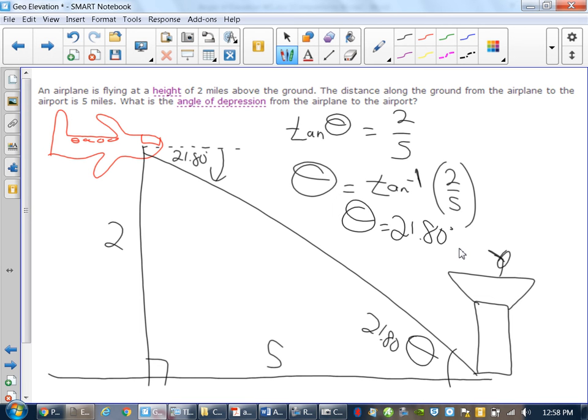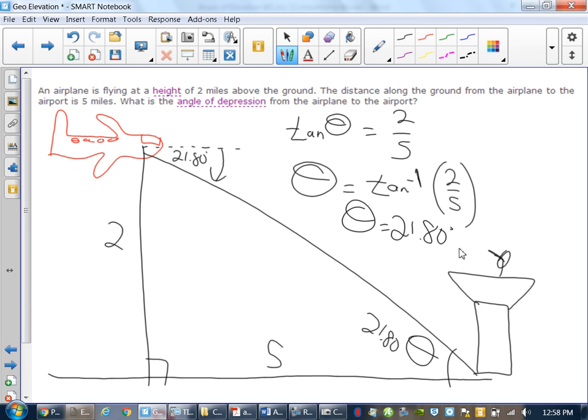Yes, ma'am. So when you're doing the elevation, you start on the side opposite the right angle. Then when you're doing depression, you start at the side of the right angle. That's a good way to think of it. There's a bunch of ways you can think. That works. I think that would work pretty regularly.